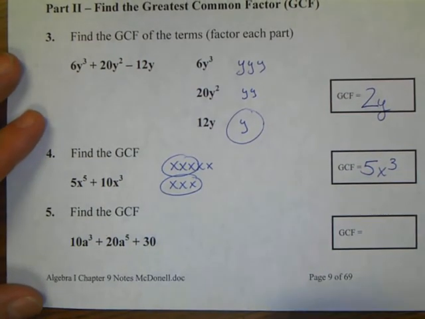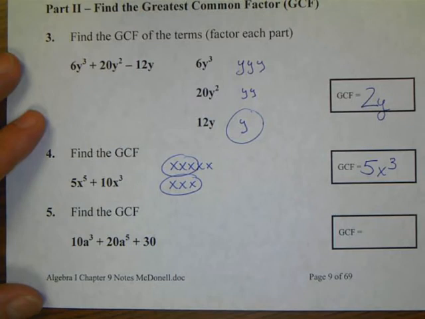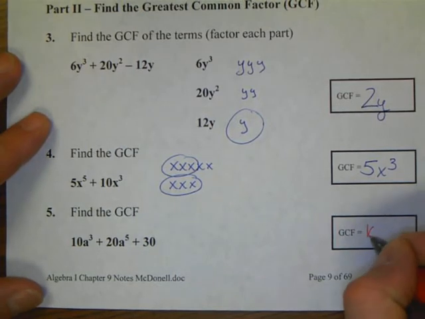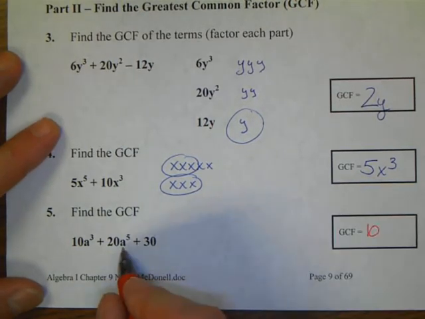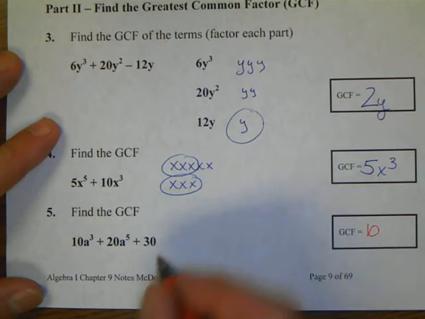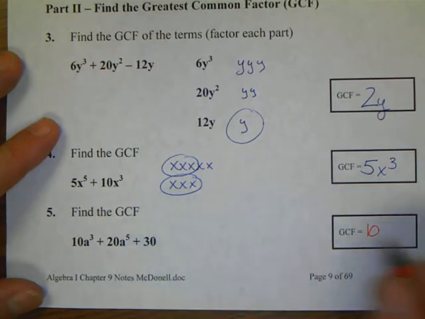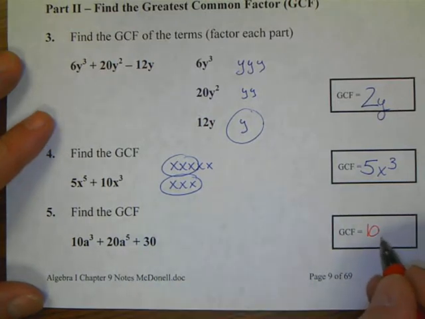All right, down here at the bottom, our last one for this page, 10, 20, 30. Colin, what's the largest thing that goes into all 3? 10. 10. All right, now we got a cubed, a to the 5th, and no a's. Well, there's nothing in common between the a's, so the GCF is just 10.